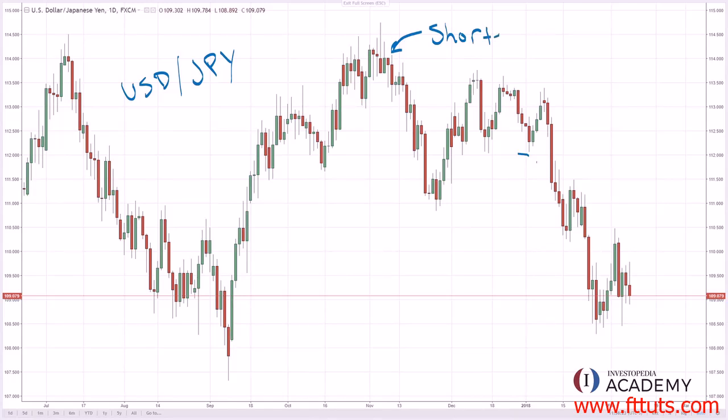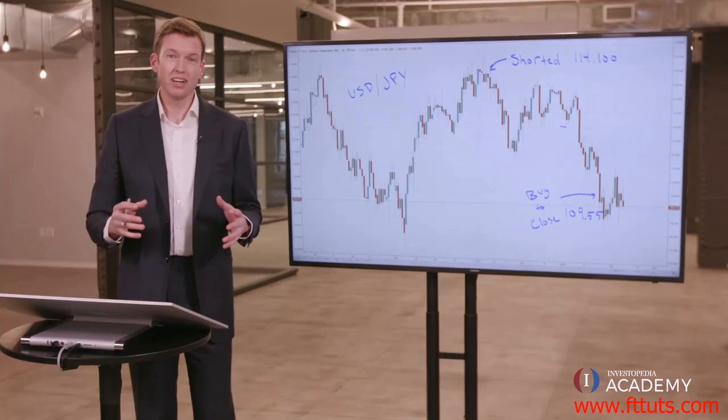So they shorted the yen up here in this range. Let's say that they shorted it at exactly 114.100 at the top of the market. And later they wound up buying it back, let's say around 109.550. So they're going to buy it back, so buy to close their position. And they would have done that, let's say hypothetically, at 109.55.